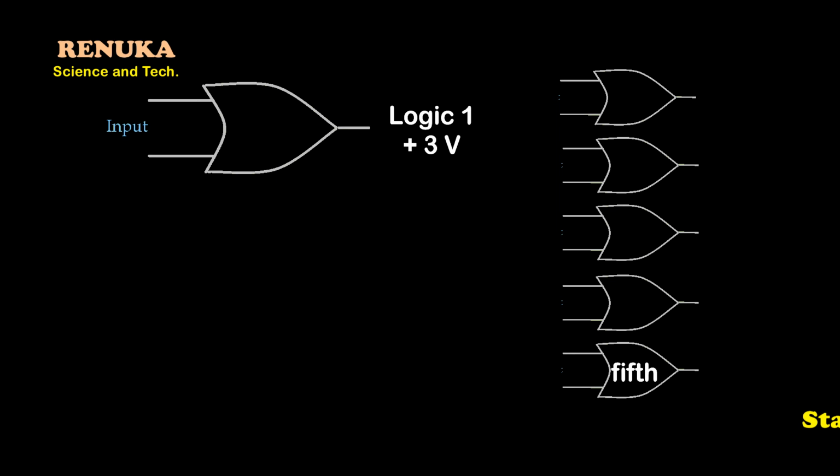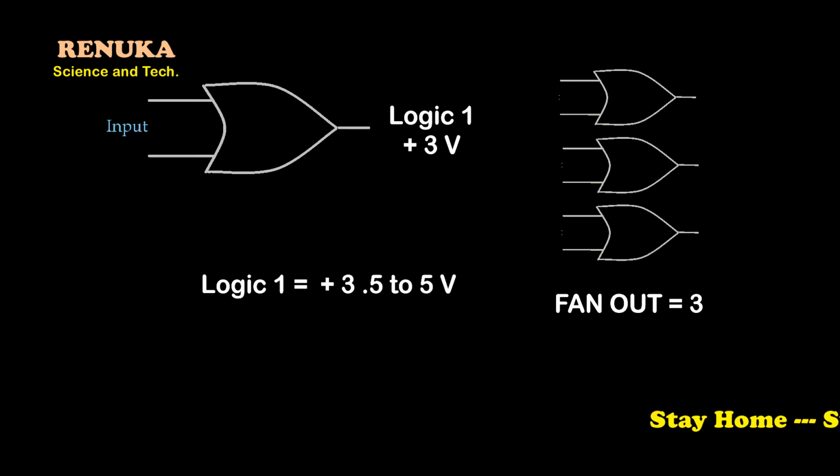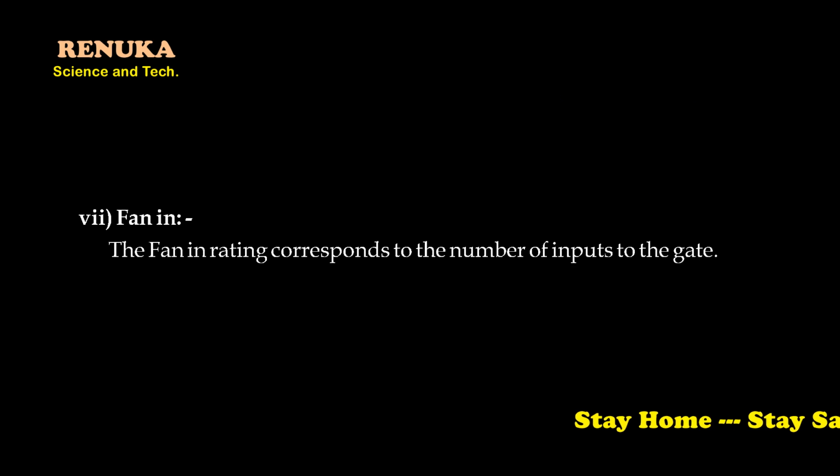If 3 volt is there, then that voltage level will not be considered as logic 1, because for logic level 1 at the output the voltage level should be 3.5 to 5 volt. So we can only connect 3 similar gates at the output of this gate. So 3 is the fan out in this case. So a high fan out is desirable. In a similar way, fan in can be defined. The fan in is the rating corresponding to the number of inputs to the gate. So how many inputs can be connected to the input of a gate, that number is called fan in.